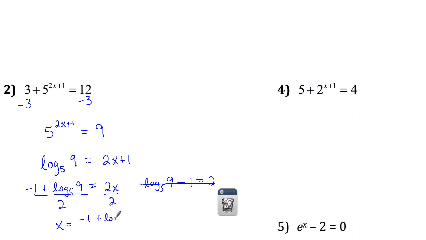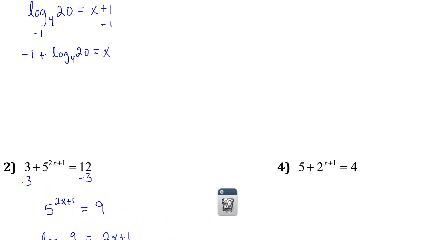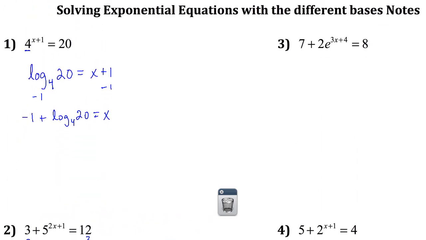If we wanted to write that as a decimal, we could. We would just have to put all of it in our calculators. But as an exact answer, we have it right there. All right, so moving on to number 3.